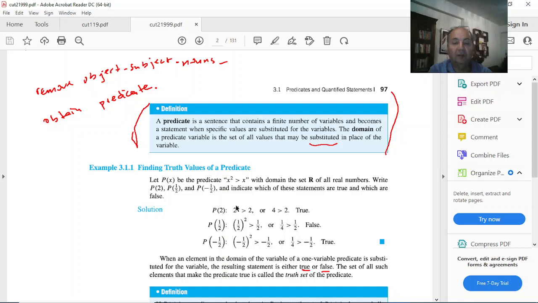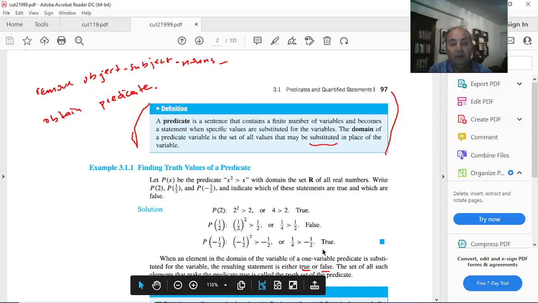For example, x squared is greater than x. It is true for x equal to 2 and x equal to minus 1 over 2, but on the other hand, it's false for 1 over 2 only, the positive value of 1 over 2. It gives the false treatment.